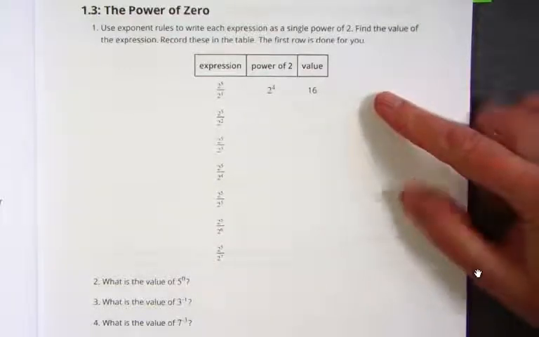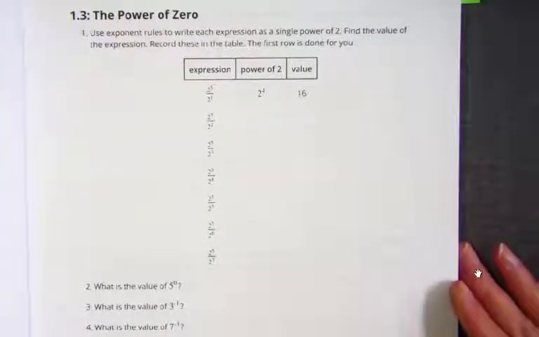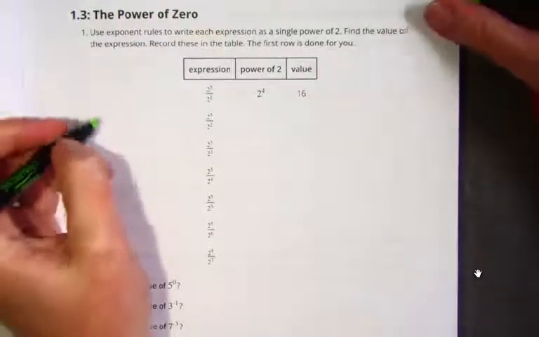So I'm here on page 7. We're looking at 1.3, the power of 0. Yesterday we took care of name that power in class, and so we're looking at all of those rules and properties of exponents. Now this one is really just using one property over and over and over again in here.